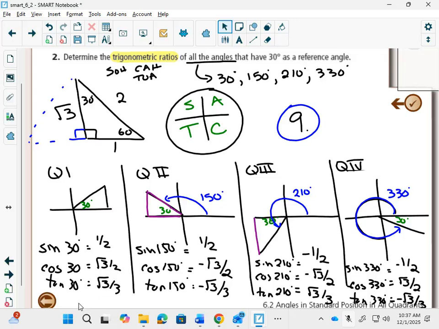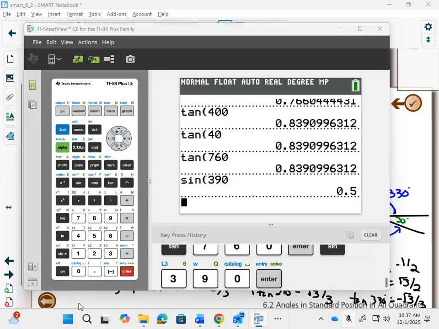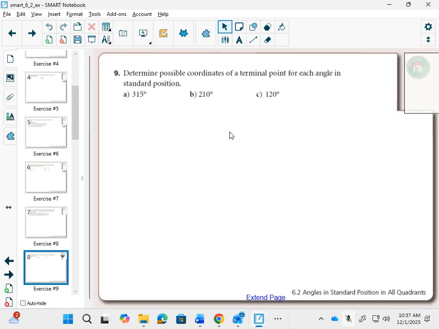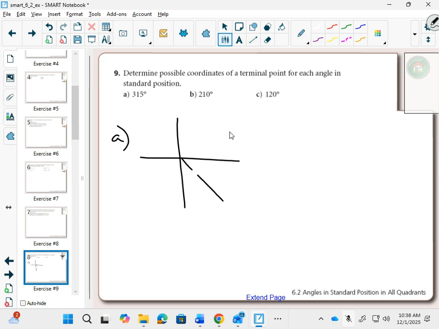All right, let's go to number 9. We're gonna do A together. I'm gonna leave B and C for you. I'm gonna draw 315 degrees in standard position. It would be in quadrant 4. And we just have to find the coordinates of one point on the terminal arm. 0 and 0 will not count. They will not accept that.